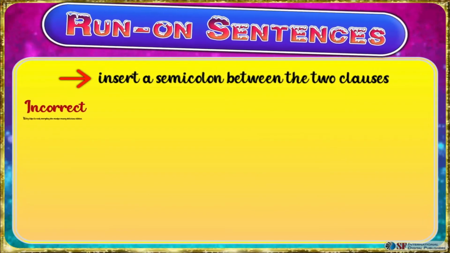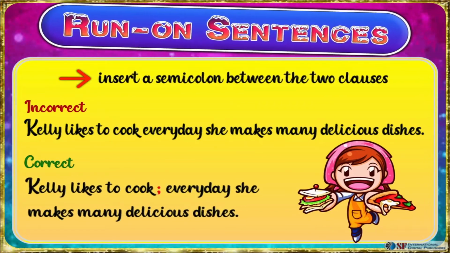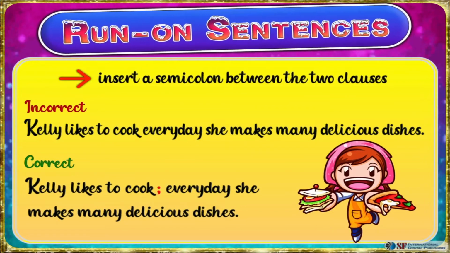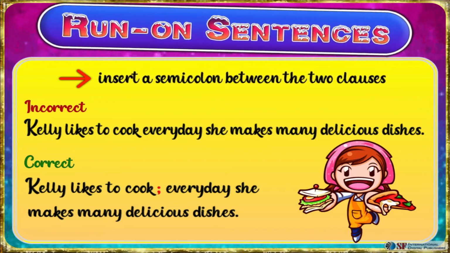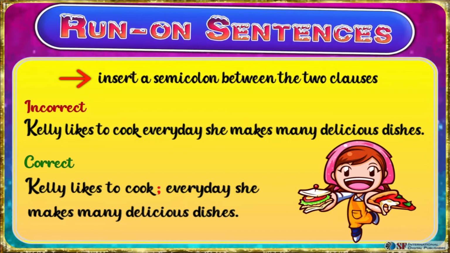This example has a run-on sentence occurrence issue. Kelly likes to cook. Every day she makes many delicious dishes. We can resolve this issue by inserting a semicolon between the two independent clauses.